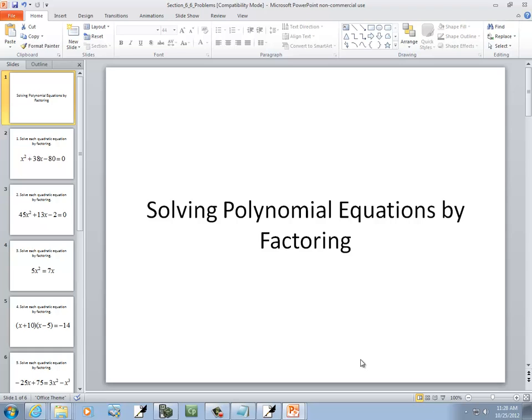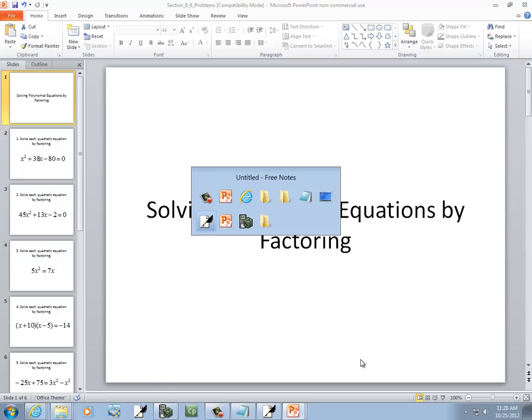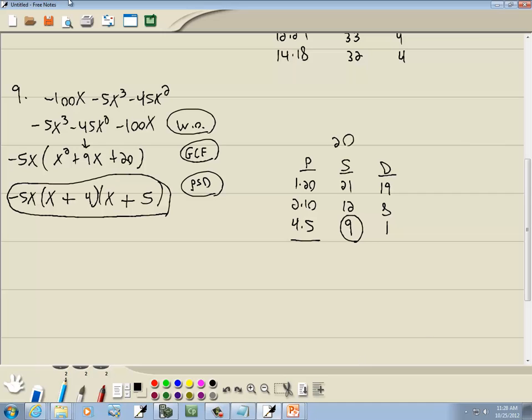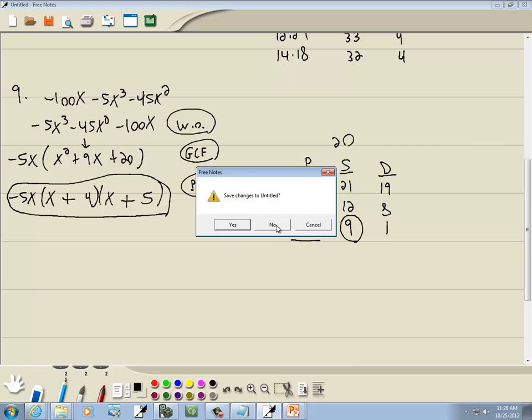This is solving polynomial equations by factoring. And I guess I better clear off my tablet. There we go.